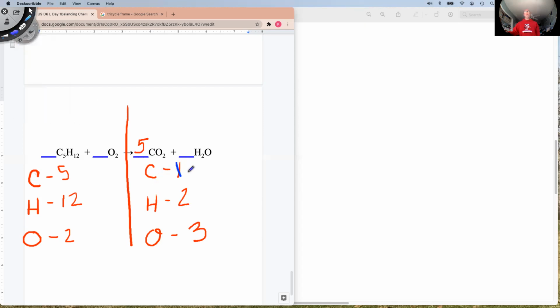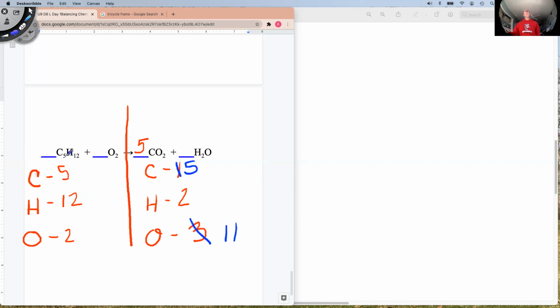So now I have 5 carbons. The carbons are balanced. But in changing this, I've just changed the number of oxygens, which means now I have 11 oxygens. Oh no, don't worry about the oxygens till the end. All right? So are the carbons balanced? Yes.